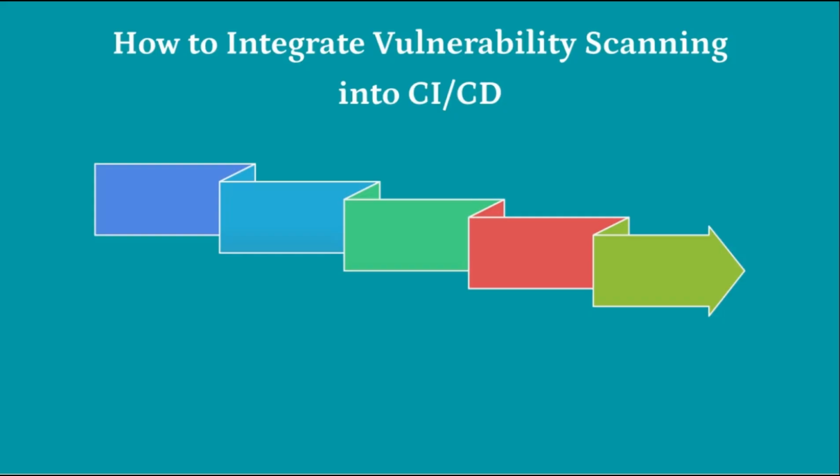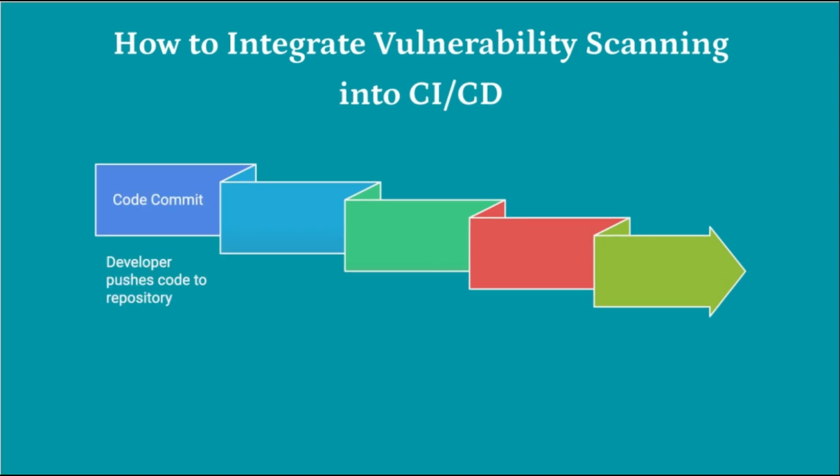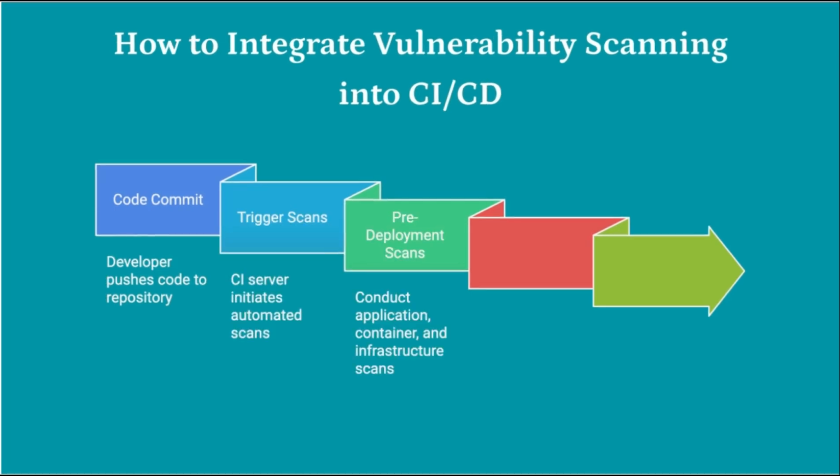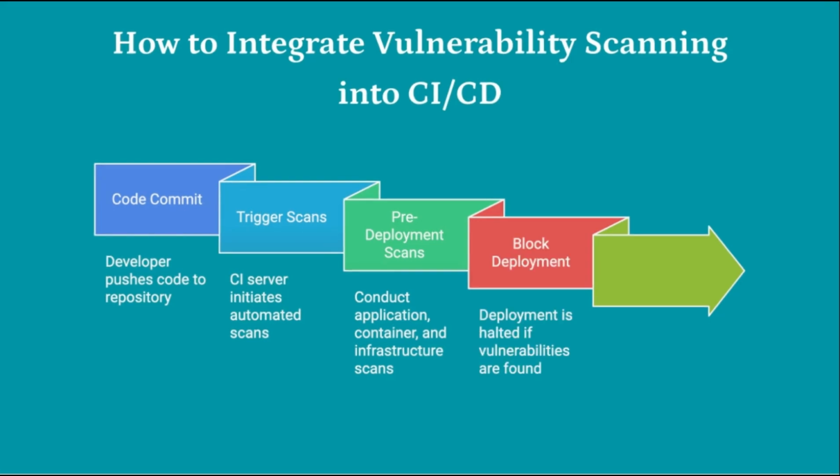The beauty of vulnerability scanning in a DevOps environment is its ability to fit seamlessly into the existing CI/CD pipeline. Here's how it works. During code commit, when a developer pushes code, the CI server, Jenkins, GitLab CI, CircleCI, triggers automated scans. Before deployment, application, container, and infrastructure scans run. If vulnerabilities are found, the deployment is blocked until they are fixed. Continuous post-deployment scanning. After deployment, continuous scans detect new vulnerabilities as they emerge.